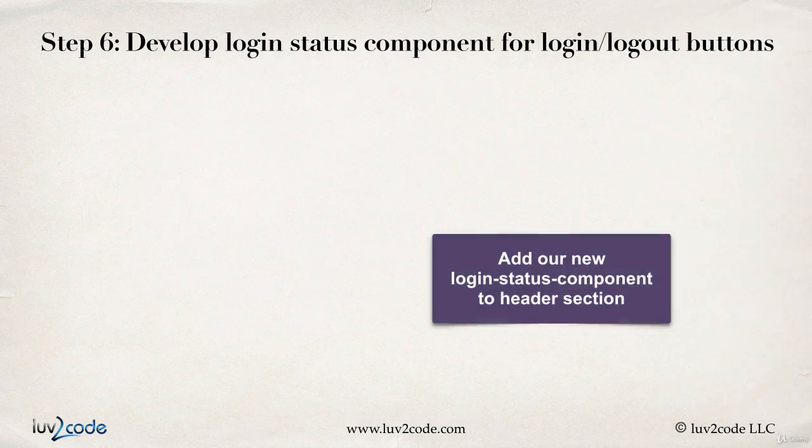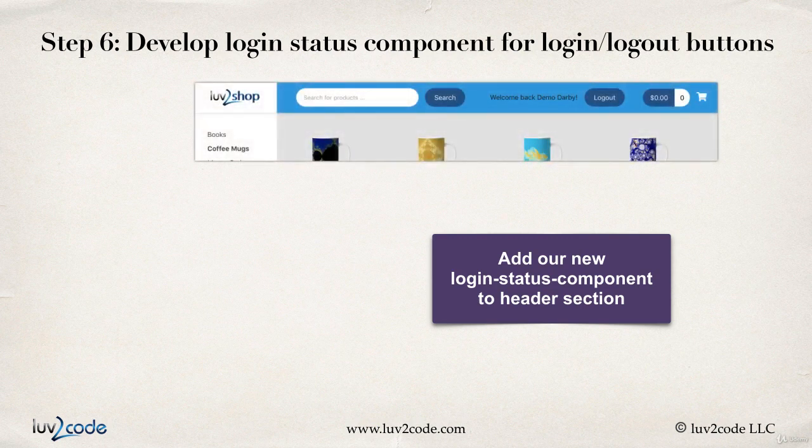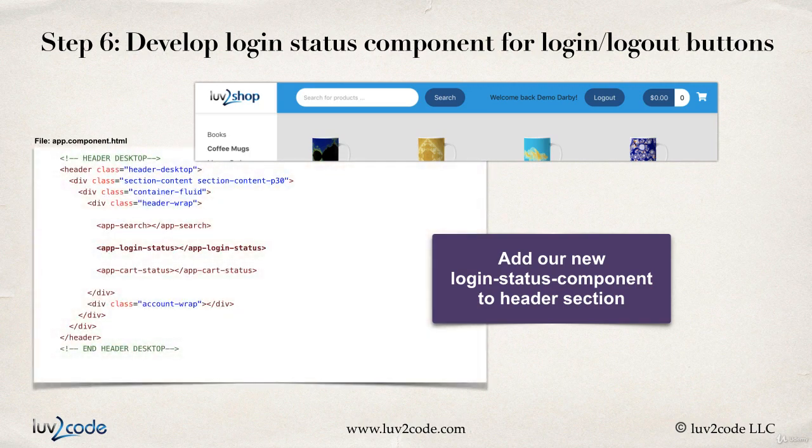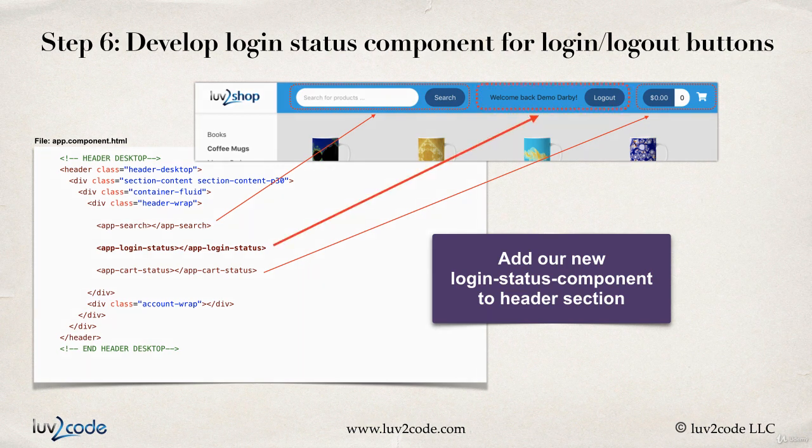All right, so now we need to add our new login status component to the header section of our application. Right now in our app.component.html, we have references to some of our custom components. Earlier we created an app-search component, so that's in place now. We also have our app-cart-status. That's in place. And now we have this new login status component that we just created. And so we'll display it right here between the two.